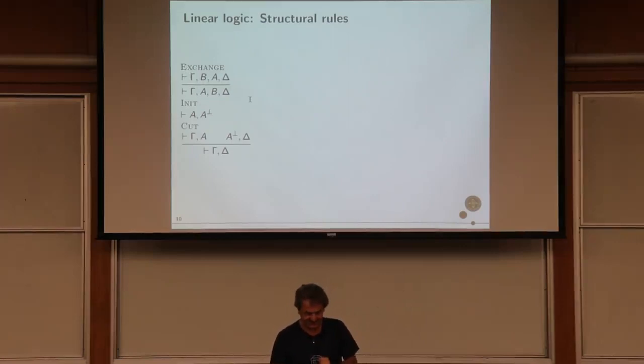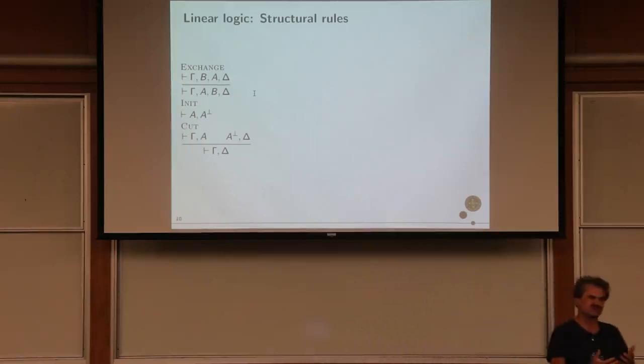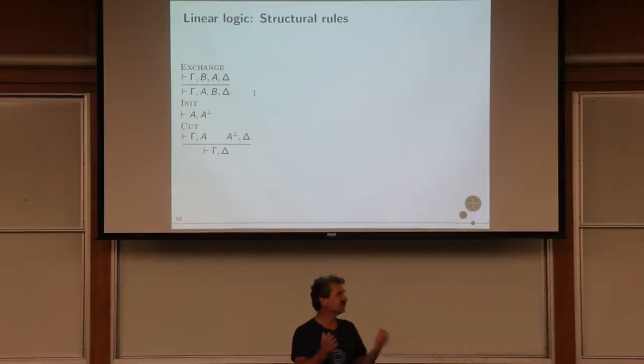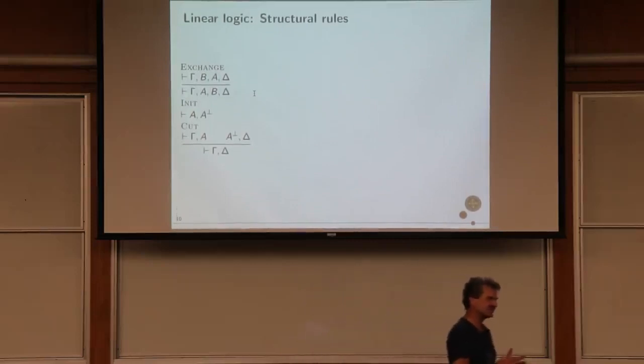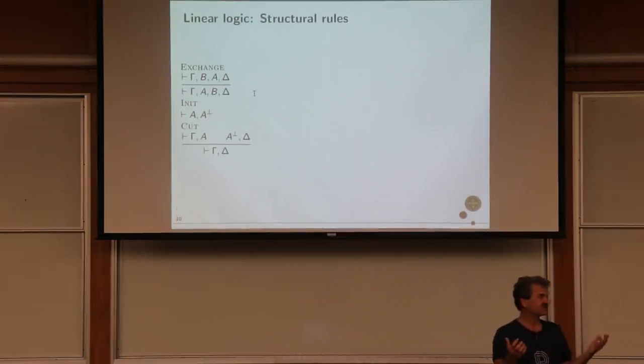Anyway, the exchange rule is the only structural rule we have. It says that the order of our formulae doesn't count, so we can permute them, but we can't remove any or duplicate any. Now the init rule is actually quite crazy if you think about it. It says that out of nowhere, with no assumptions, there pops up any formula and its negation.